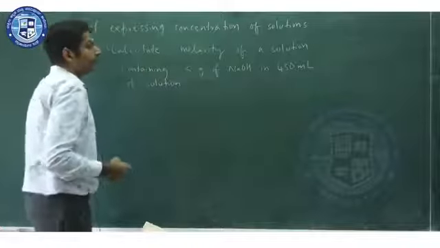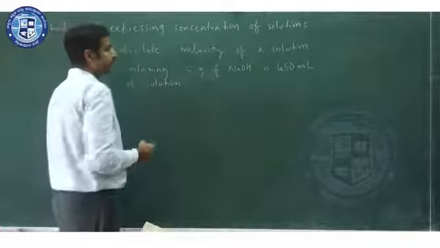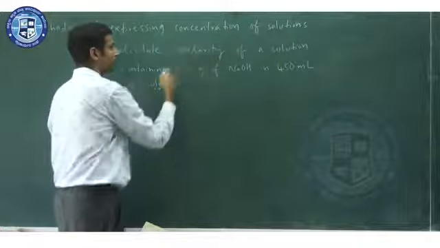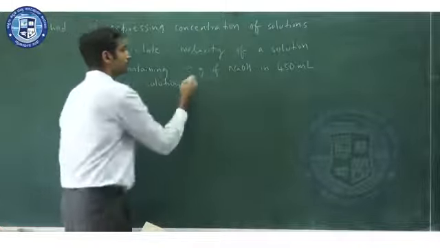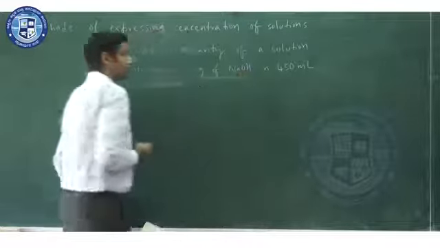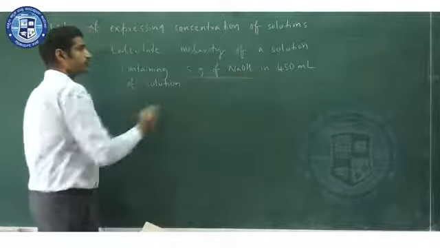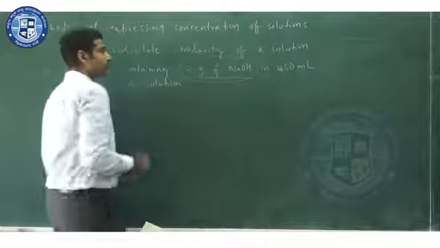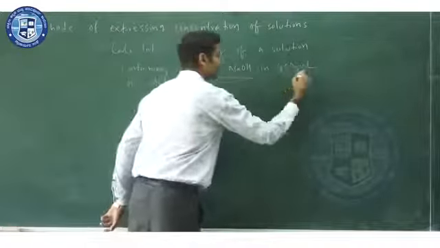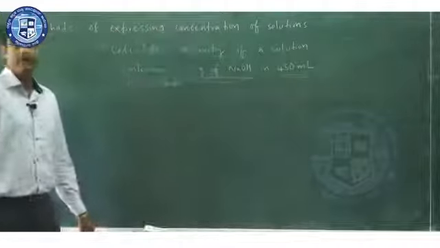So what do we need? Basically, the molarity of the solution. You have got 5 grams of sodium hydroxide. So from this we can calculate the number of moles of the solute. The volume of the solution is also given, but expressed in terms of milliliter.